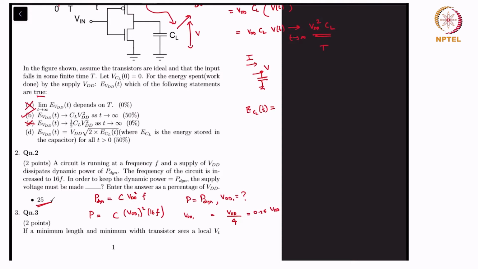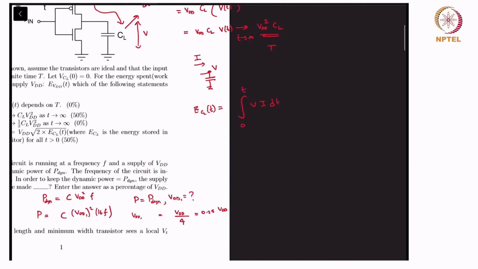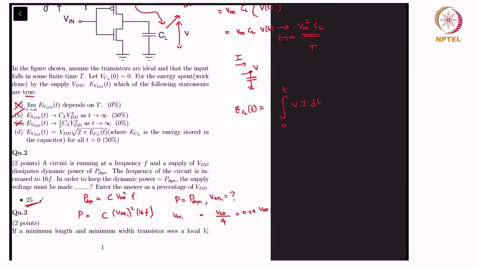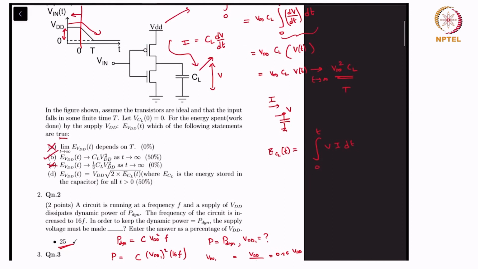So yeah, positive direction of current is into the voltage source here. So we now have the integral of V I dt from 0 to t plus E naught. E naught, as we have already discussed, is 0 because the capacitor will be floating. It will be charged to 0 initially, and there's no current through.